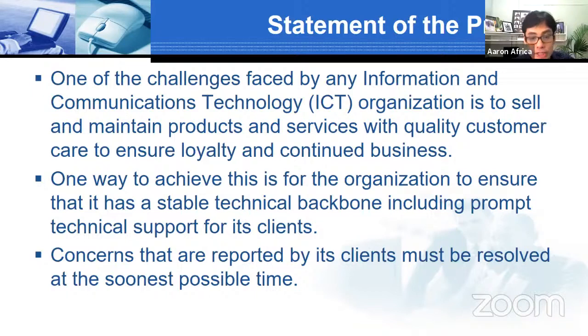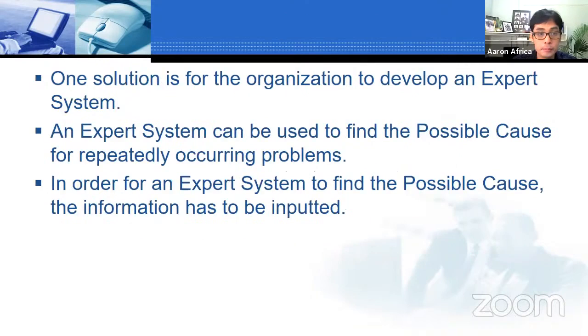Okay? One way to achieve this is for the organization to ensure that it has a stable technical backbone, including prompt technical support to its clients. Now, the concerns reported by its clients must be resolved at the soonest possible time. Now, one solution is for the organization to develop an expert system. Okay? The expert system can be used to find the possible cause, thereby it can solve the problem as soon as possible. This is done for repeatedly occurring problems. Take note that in an organization, usually the problem is repeating. It is just recurring. Okay?